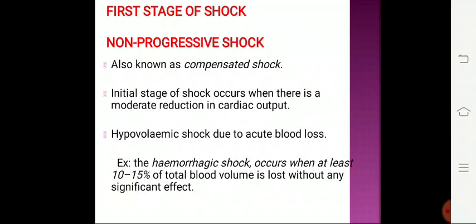Hypovolemic shock due to acute blood loss occurs when at least 10 to 15% of total blood volume is lost. Thus, about 10% of the total blood volume may be lost without any significant effect.